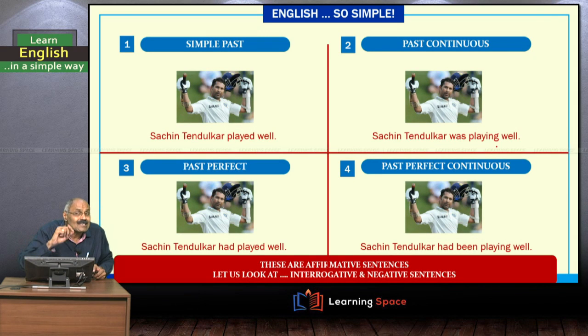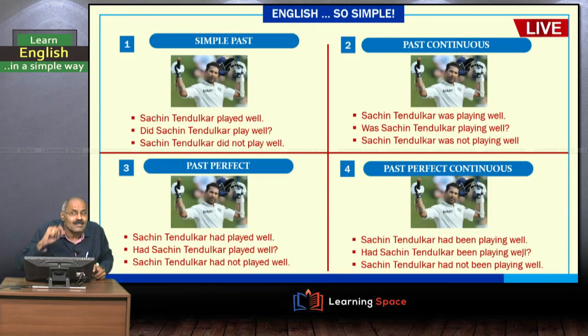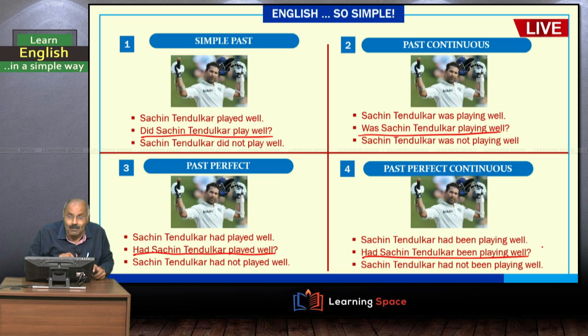Please look into this. Sachin Tendulkar played well, was playing well, had played well, had been playing well, and these are affirmative sentences in the past. And now if you want interrogative and negative sentences, please go through them. Did Sachin Tendulkar play well? Was Sachin Tendulkar playing well? Had Sachin Tendulkar played well? Had Sachin Tendulkar been playing well?